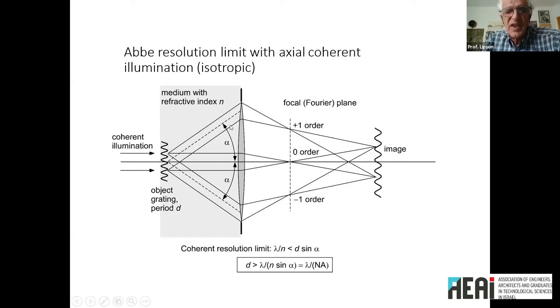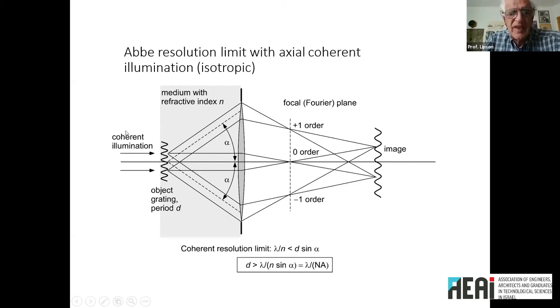So that tells you that for axial coherent illumination, the limit would be lambda divided by the angle, or in fact, the wavelength is lambda over the refractive index here. So it's lambda divided by n times sine alpha, and that's the limiting resolution. So that's what we would get in the case of a microscope.